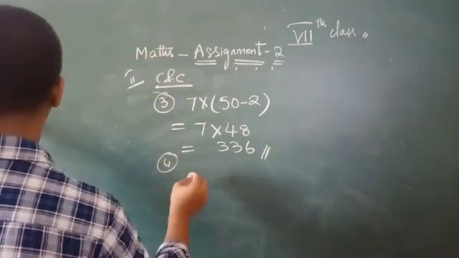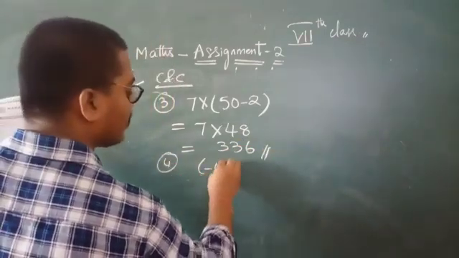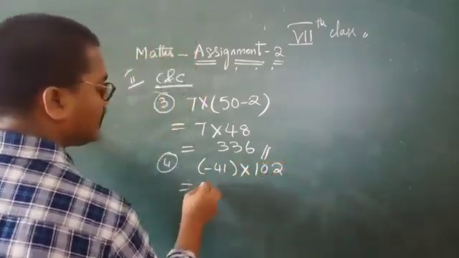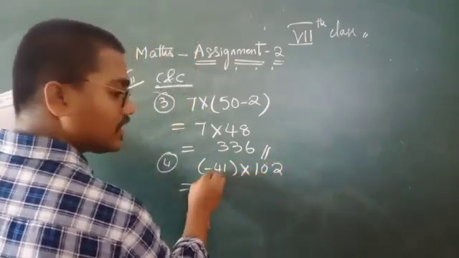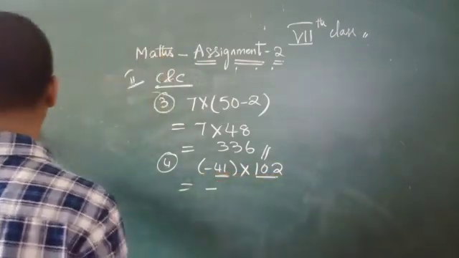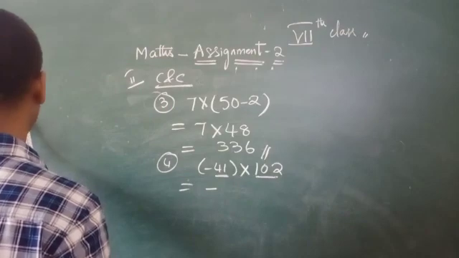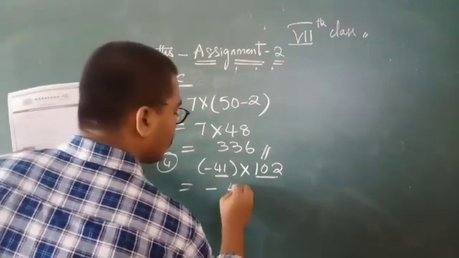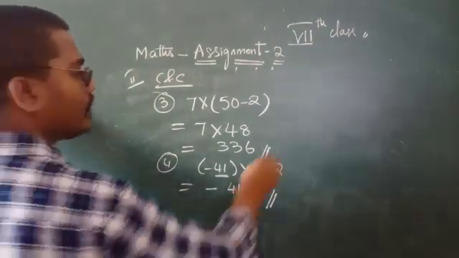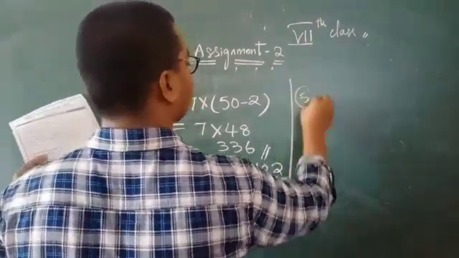Fourth one, find the product of minus 41 into 102. Obviously, when you multiply a positive integer with a negative integer, the resultant will be negative, and when you multiply 41 into 102, you will get the resultant answer as 4182. Now coming to the fifth one, children. Fifth question.